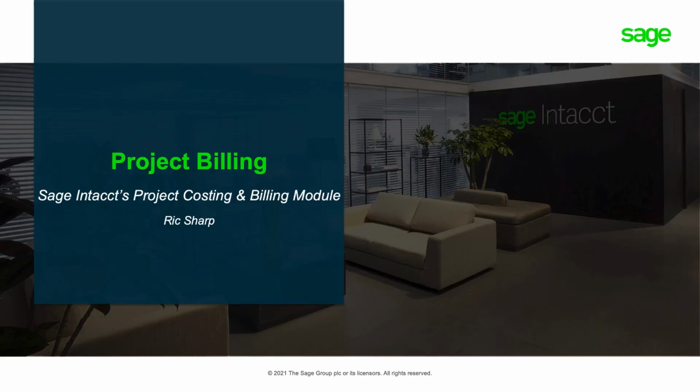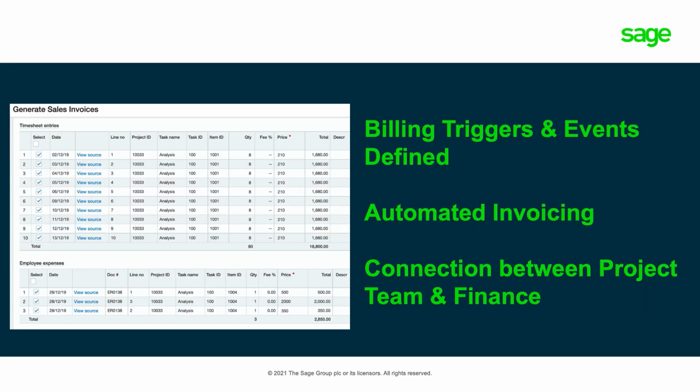Now let's look at the project billing elements of Intacct's project costing and billing module. We understand businesses struggle with a number of problems today, such as having a lack of visibility in the finance team on billing triggers, manually driven invoicing being created, and a disconnection between project teams and finance. With Intacct's project billing capability, you can see the triggers and events that are defined for billing. We can automate invoice creation, and there is a connection between the project team and finance within the system.